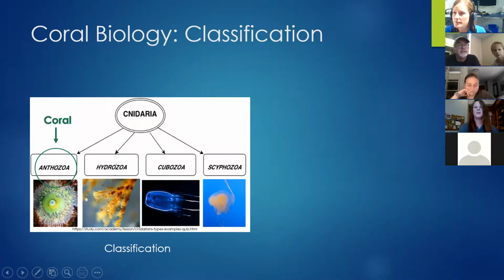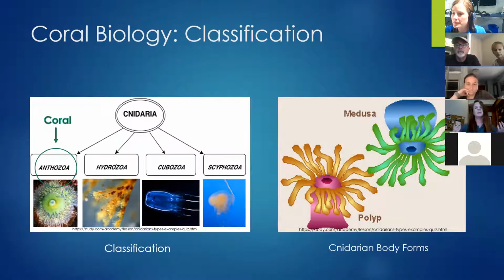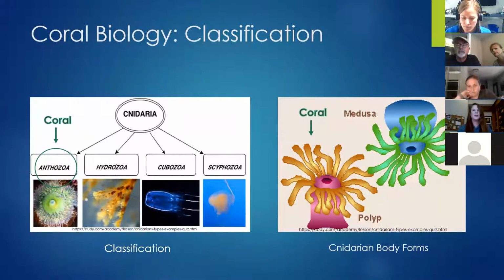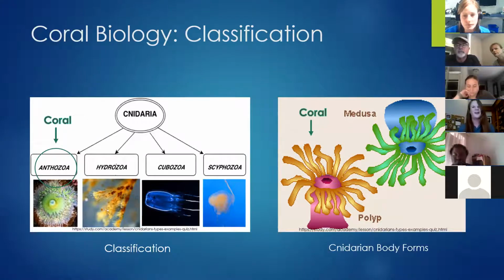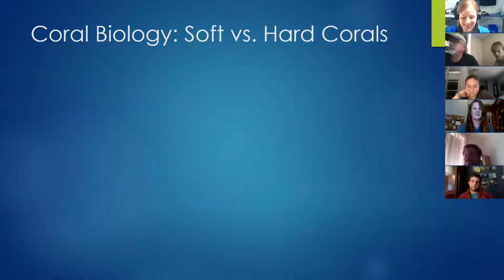So cnidarians come in 2 main body forms. They can be polyps, so they live on the bottom of the ocean, their mouth and their tentacles point up towards the sky. Or they can be medusa. This is probably the one you're a bit more familiar with. Think your jellyfish. Their mouth and tentacles are pointed towards the floor, and they're gonna swim through the water column. Corals are polyps, and they're actually a collection of polyps all living together to form a coral colony. And we're going to talk a little bit more about that in a second. So corals, they sting you, and they are polyps.